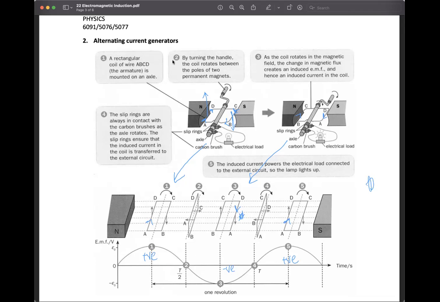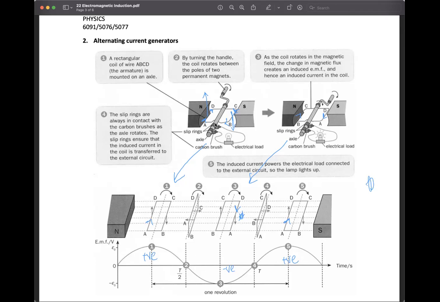Basically I've talked about 1, 2, and 3. Are you all clear about 1, 2, and 3? Okay, we are clear about 1, 2, and 3. So let me go to number 4.